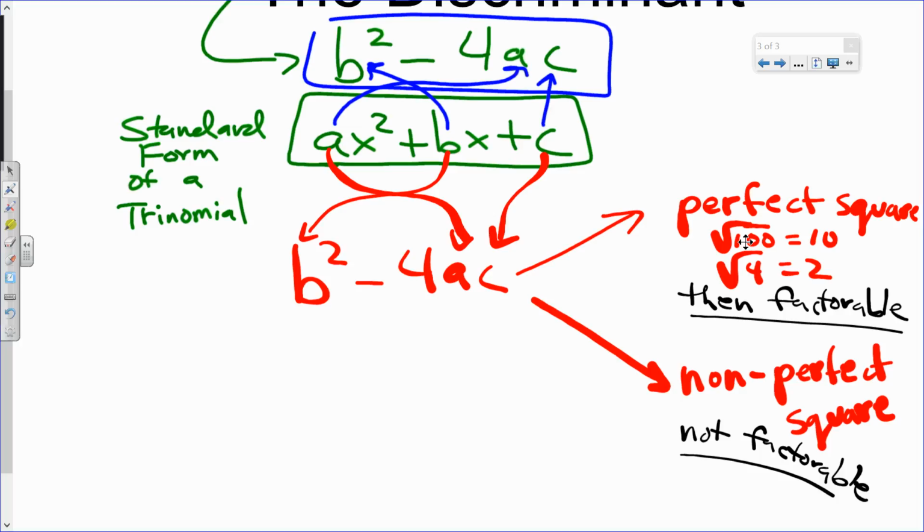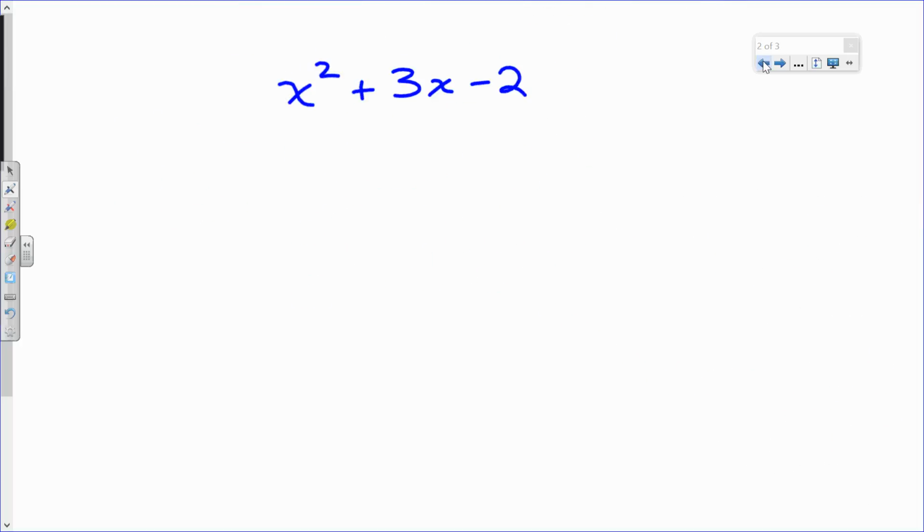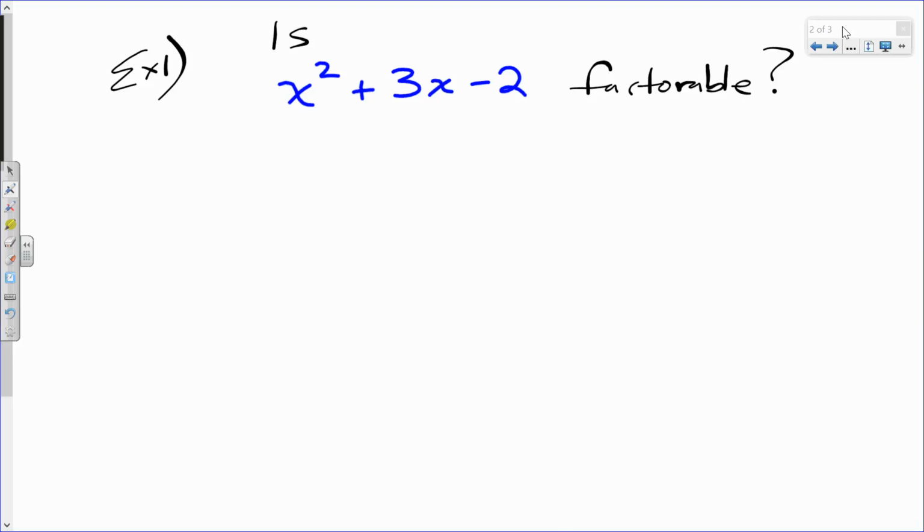Let's try it with example 1. I'm going to write the same one for warm-up. I'm going to write example 1. Is x squared plus 3x minus 2 factorable? You and I already know the answer, but I'm going to show you the answer using the discriminant. This is example 1 now.